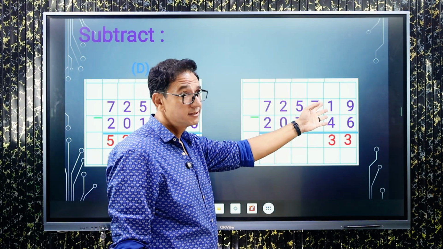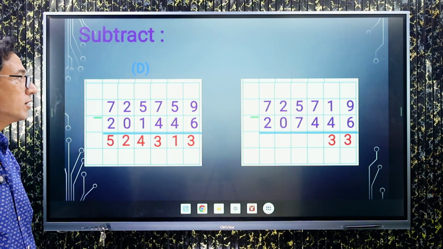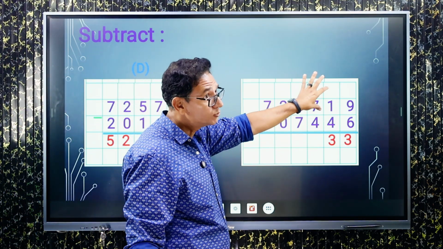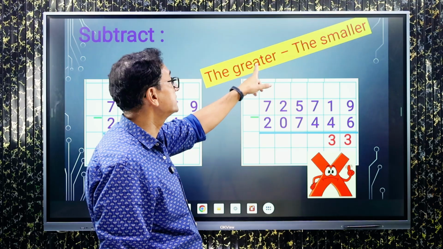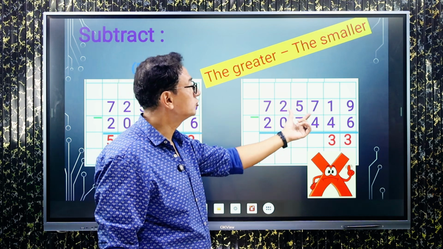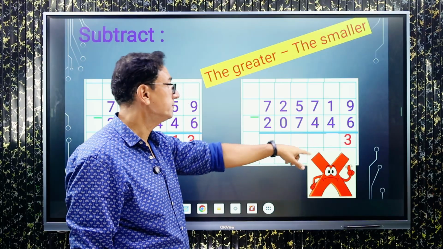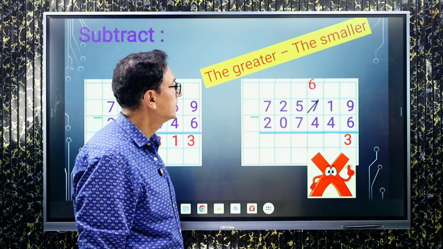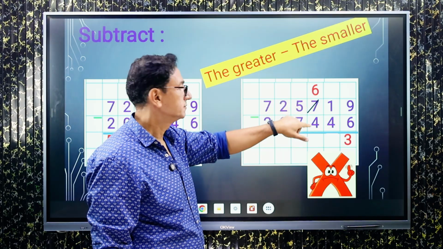Can we write 3? If we subtract 1 minus 4, will it be 3? No. Why? Because we couldn't take 4 out of 1, because 1 is smaller than 4. We have to subtract the greater minus the smaller. So here we have to borrow 1 out of 7. So we cancel 7 and it will be 6. And the 1 will not be 1, it will be 11.